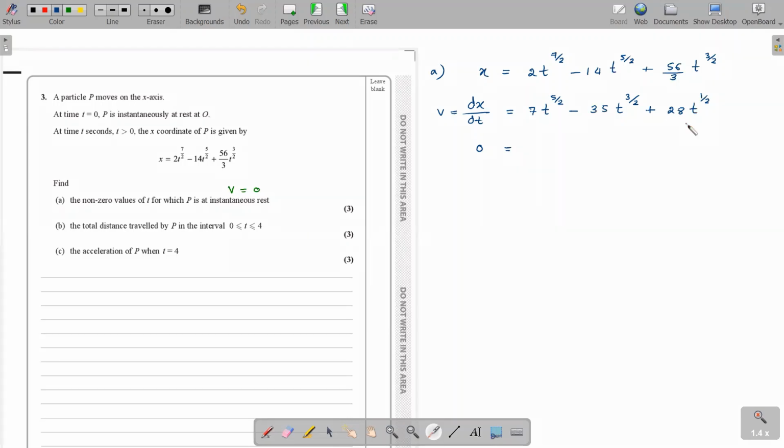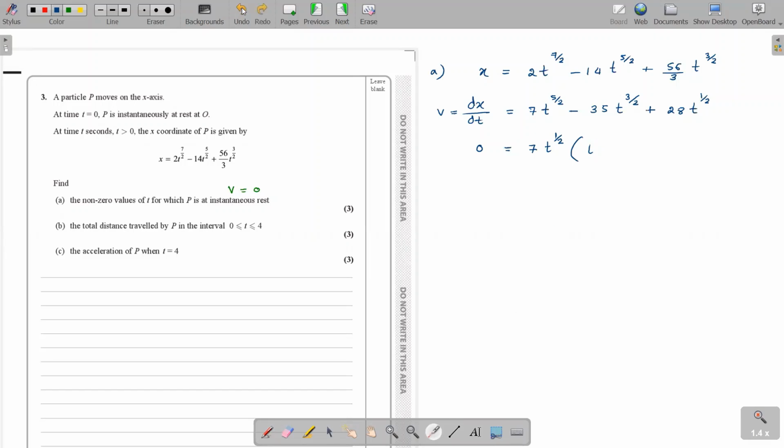Now, what you need to do is take the common factor out. For example, you could say here 7 is common, and also t to the power half is something that we can take out. Now a common mistake that many of you make when you take t to the power half out is that you would think of this as t to the power 5 and this as t to the power 3. So that's not correct.